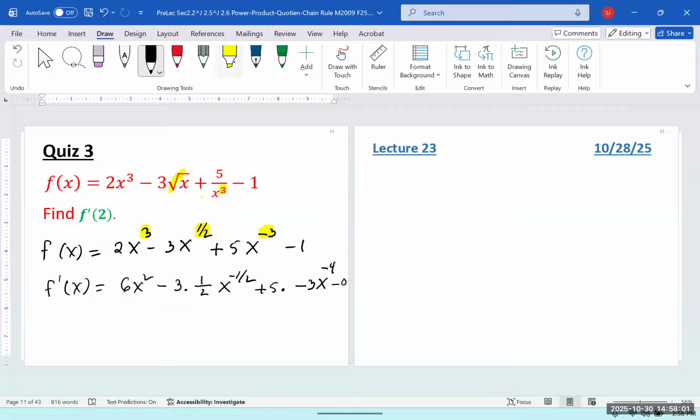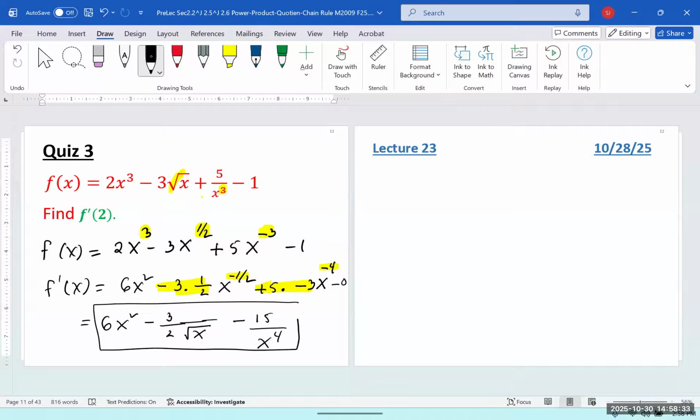So we are going to do the multiplication now. We have a -3/2 and 5 times -3. And this is a negative power, this is a negative power. So we are going to rewrite everything nicely. We have 6x squared minus 3/2 square root of x on the bottom minus 15 x to the 4 on the bottom. So this is the final derivative. As long as you have this correct, you are not going to get any points taken off. Okay? So this is the correct derivative.